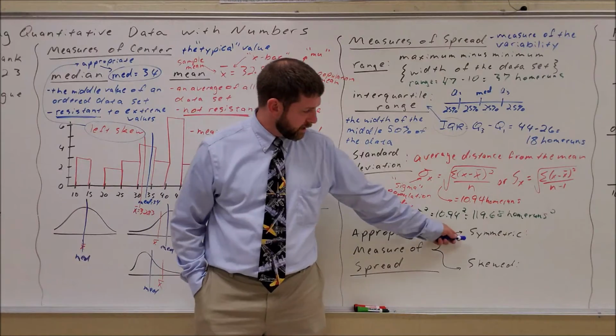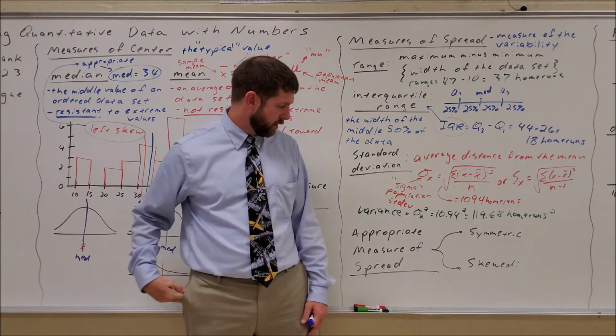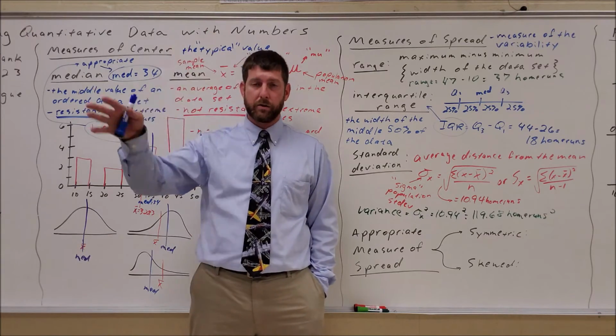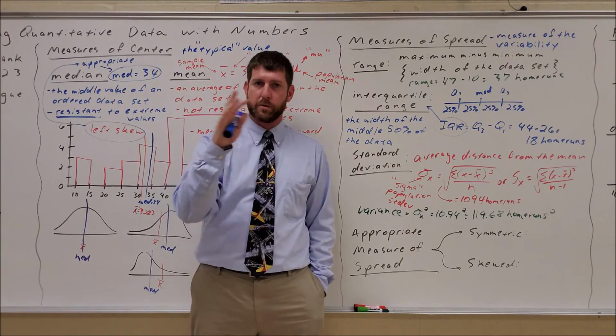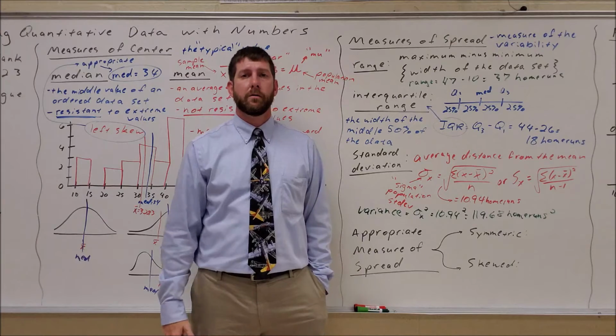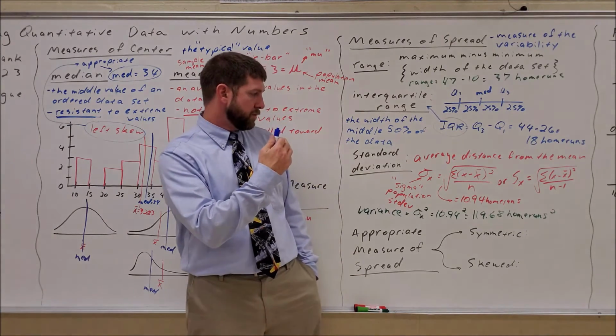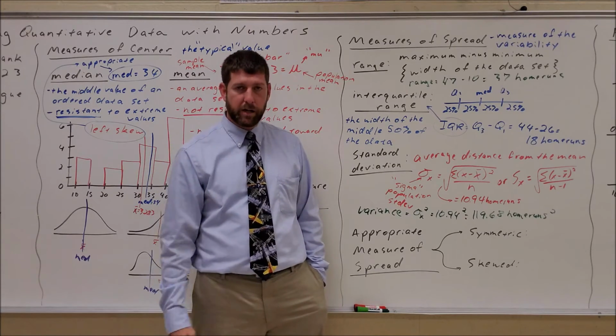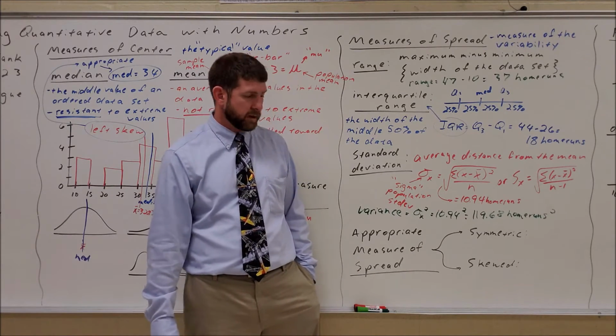So it again comes back to shape, symmetric and skewed. In a symmetric distribution, something that's all nice and clean where the tails are about the same on both sides, what do you guys think? Am I going to use interquartile range, or am I going to use standard deviation? Those are going to be the two focuses right there.